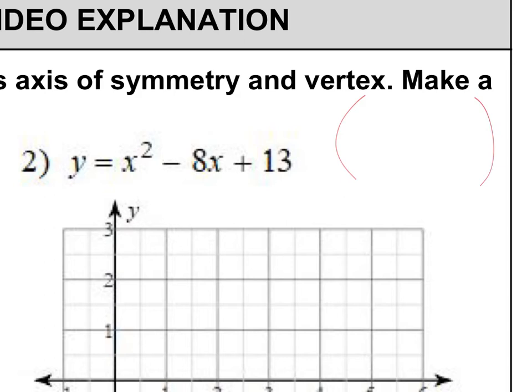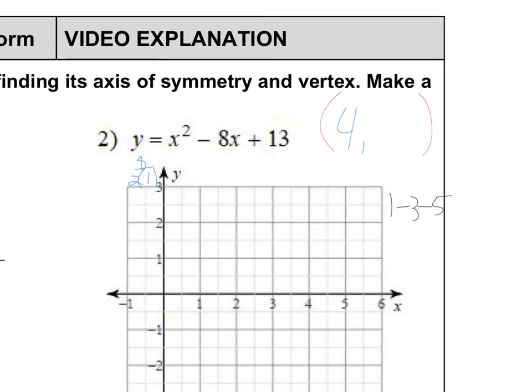So I need the vertex, and the a value is 1. So once I know the vertex, it's going to be the 1, 3, 5 pattern. To find the vertex, we're doing the opposite of b, so positive 8 over 2a. A is just 1, so 8 divided by 2 is 4. So the x value for my vertex is 4. Well, that's also the axis of symmetry. So I can plot that if I want to.